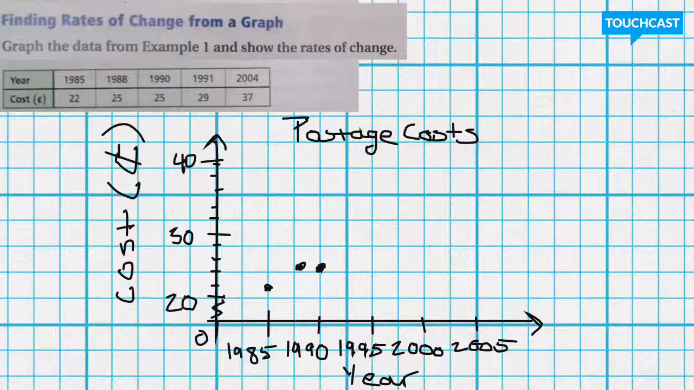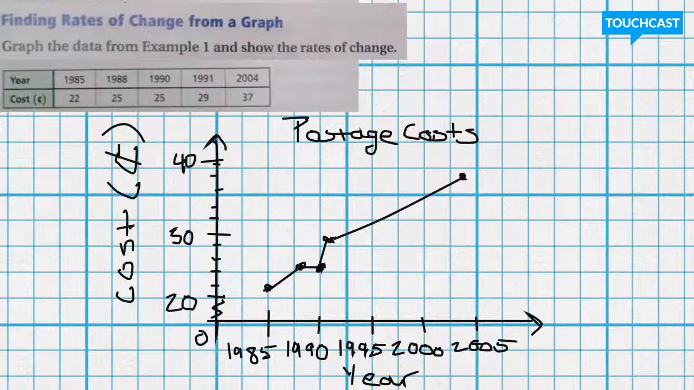Then, in 1991, right after 1990, the cost went up to 29 cents. So we're going to go just shy of our 30-cent mark. And then, all the way in the year 2004, the cost went up to 37 cents. So we're going to go almost to 40. Now we're going to connect the dots, going from the first dot to the second dot, and then to the third, and then to the fourth, and then all the way up to our 5th dot.